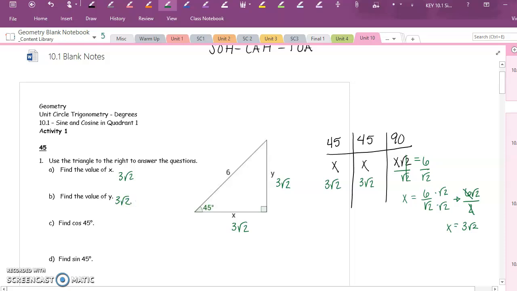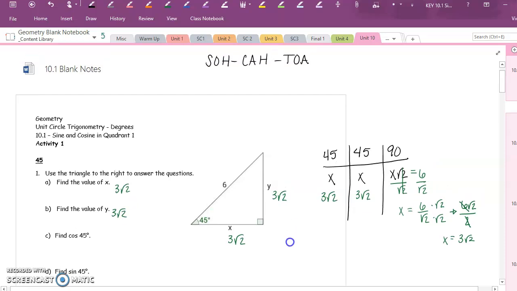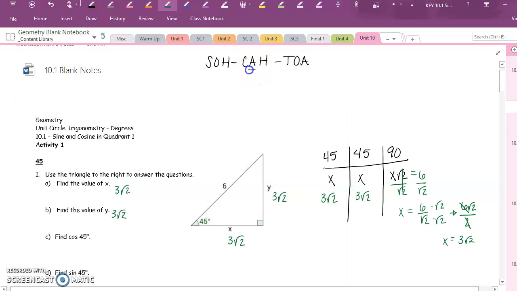In part C, it says to find the cosine of 45 degrees. We know cosine is adjacent over hypotenuse. So therefore, we're going to set 3 square root 2 over my hypotenuse, which is 6. We can go ahead and reduce 3 over 6. So we're left with cosine of 45 degrees is square root 2 over 2.